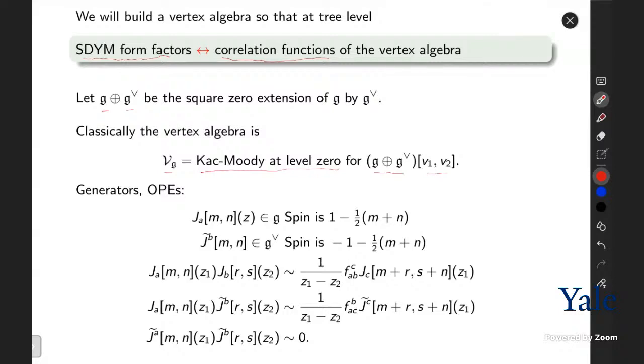That means that the generators of the vertex algebra are currents for this infinite dimensional Lie algebra. So we can expand in powers of v1 and v2, and we find J^A_{m,n} of spin 1 minus n plus n over 2, and J tilde, which is the dual representation, and is of spin minus 1 minus n plus n over 2. And these OPEs here, that's simply expanding out the statement that it's the Kac-Moody at level 0 for this Lie algebra.